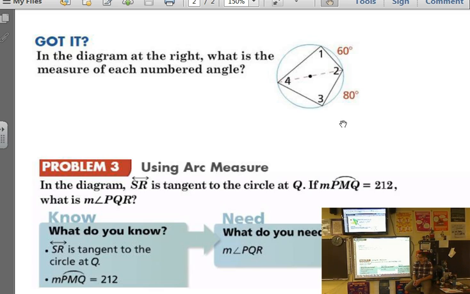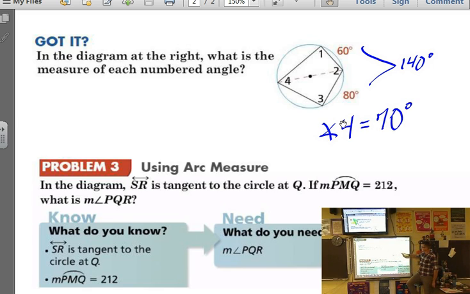Wouldn't the 80-degree arc and the 60-degree arc form a 140-degree arc? And then you could find angle 4 because wouldn't it be like half of that? And so that'd be 70 degrees. Yeah, I agree with that reasoning. Emma? So write it down.